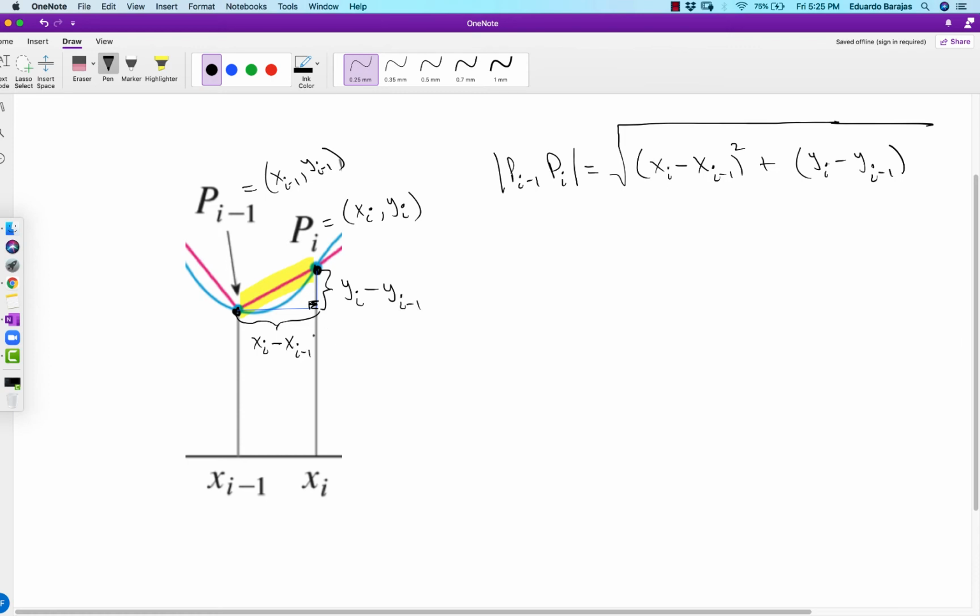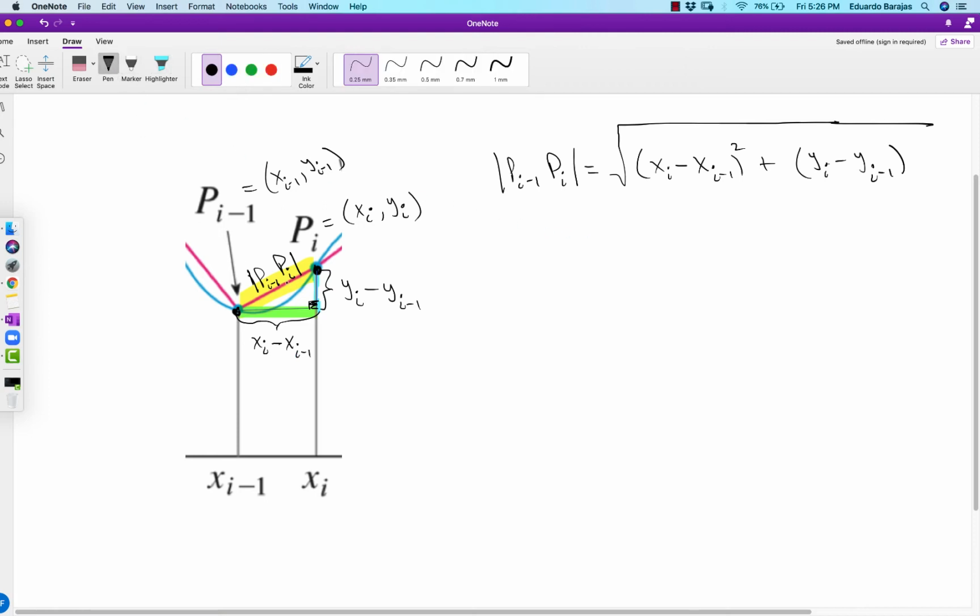And then, thanks to Pythagoras, this distance squared plus this distance squared equals this distance squared. And that's the distance we're interested in. This is the distance from p sub i minus 1 to p sub i. Right? So this distance squared plus this distance squared. Let me put it in highlighters. The green distance squared plus the blue distance squared equals this yellow highlighted distance squared. Right? That's where that comes from.